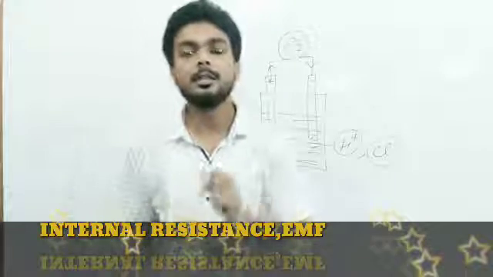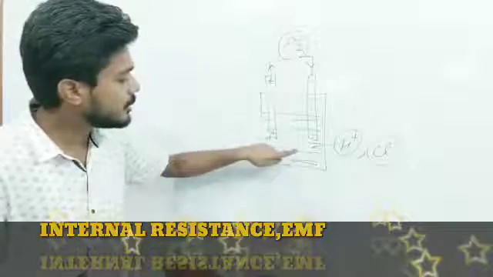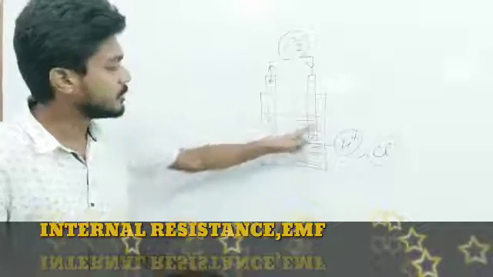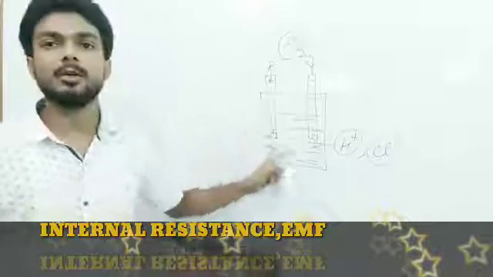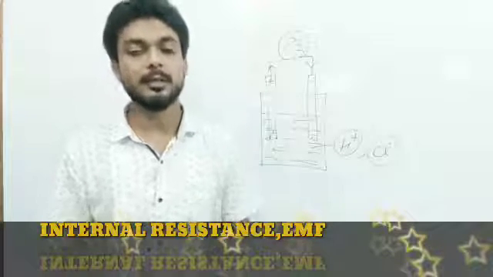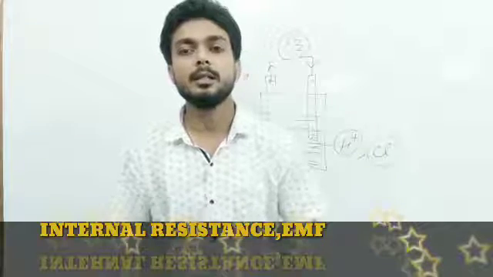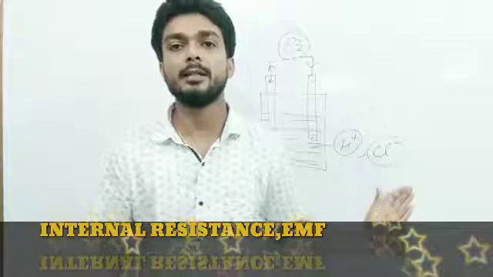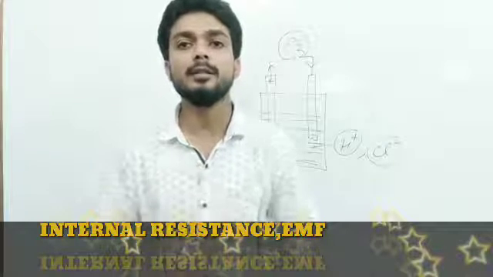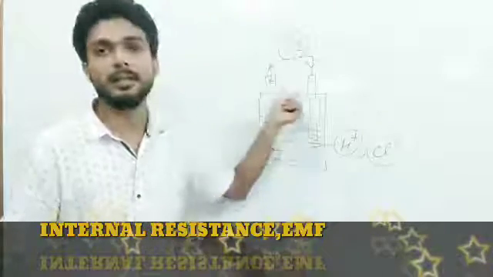Here resistance exists due to two causes. Number one is the charges of electrolytes, and number two is the electrodes, because electrodes are also metal and metals have resistance. Then students, what is the internal resistance? You will say internal resistance is the resistance which exists inside the cell. And what is the cause of that resistance? The cause of that resistance is the flow of charges of electrolytes and electrodes.